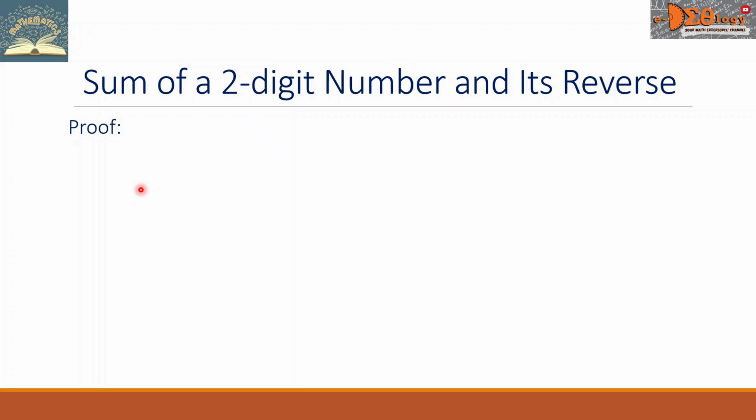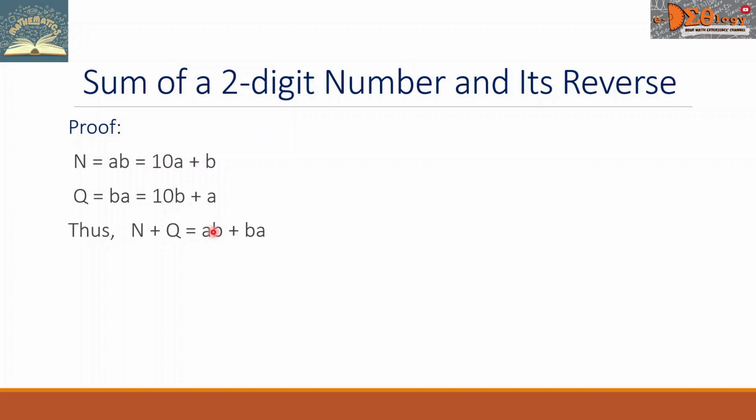And here's the proof. The capital N that is equal to AB, we can write this AB in general form, and that is 10A plus B. When we reverse this, it becomes capital Q. From AB, we write BA. Then this BA in general form is 10B plus A. Thus, when we have N plus Q, we will write AB plus BA.